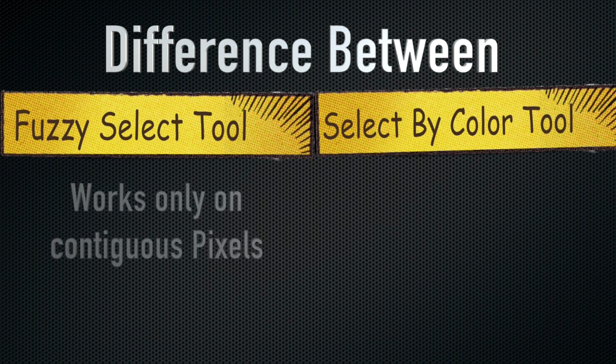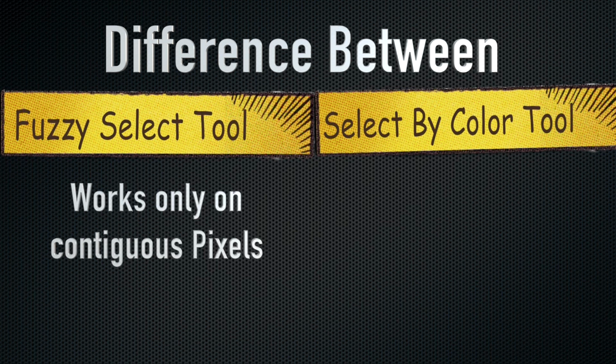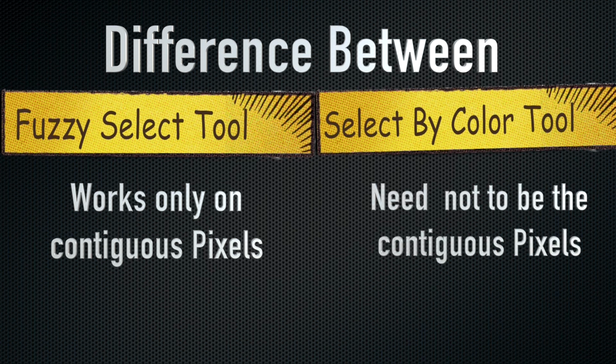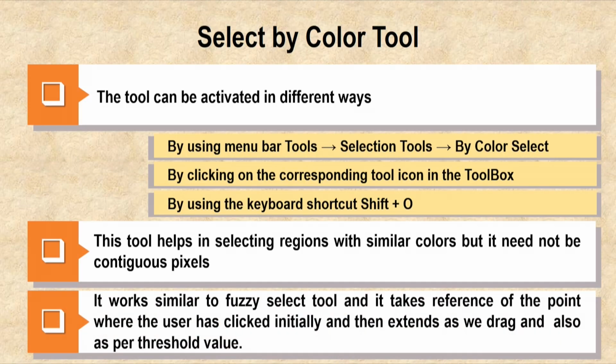Fuzzy select tool works only on contiguous pixels, but in the case of the select by color tool, it need not be contiguous pixels. Then it works similar to the fuzzy select tool, and it takes reference of the point where the user has clicked initially, and then it extends as we drag and also as per the threshold value.